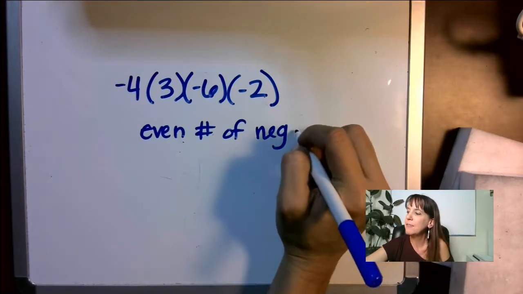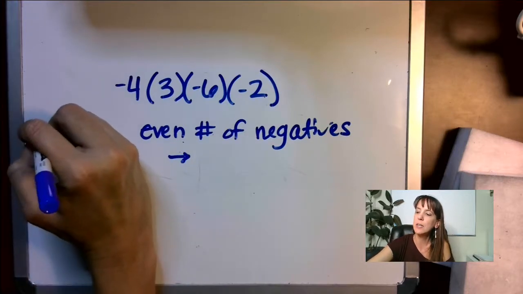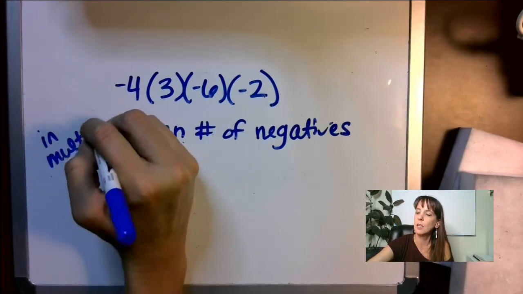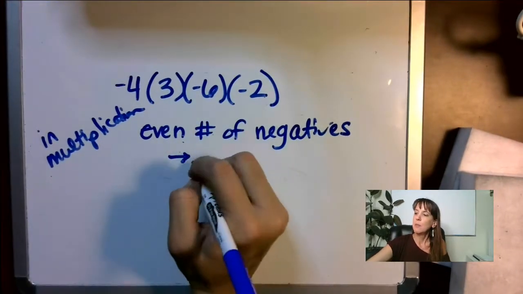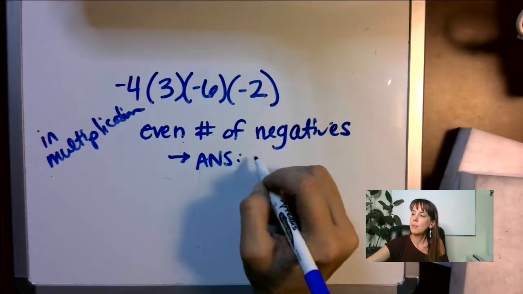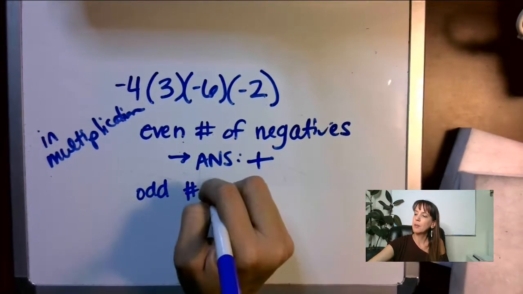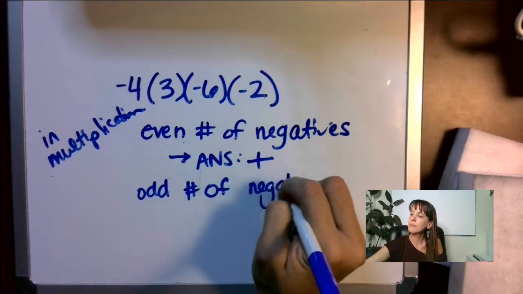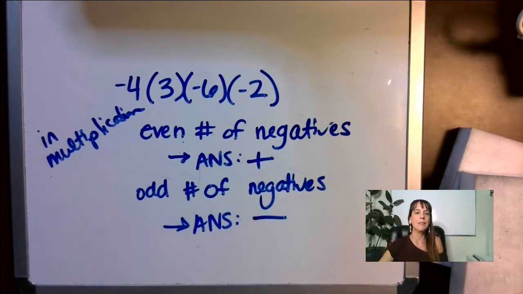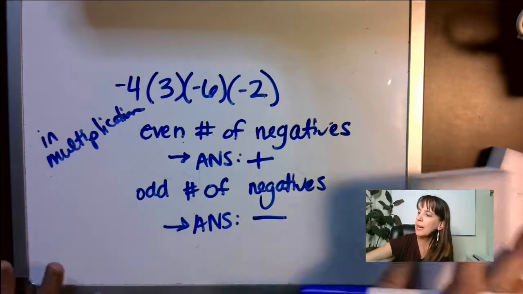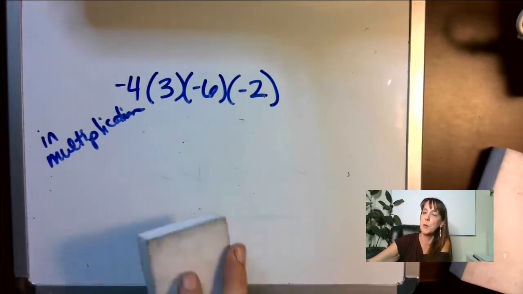So if you have an even number of negatives, in multiplication, the answer is positive, okay? If you have an odd number of negatives, the answer is going to be negative, okay? So take a look at my example that I have up here. Make sure you write that down. This is why I like videos, because I can get ahead of myself and all you have to do is pause it and copy things down.